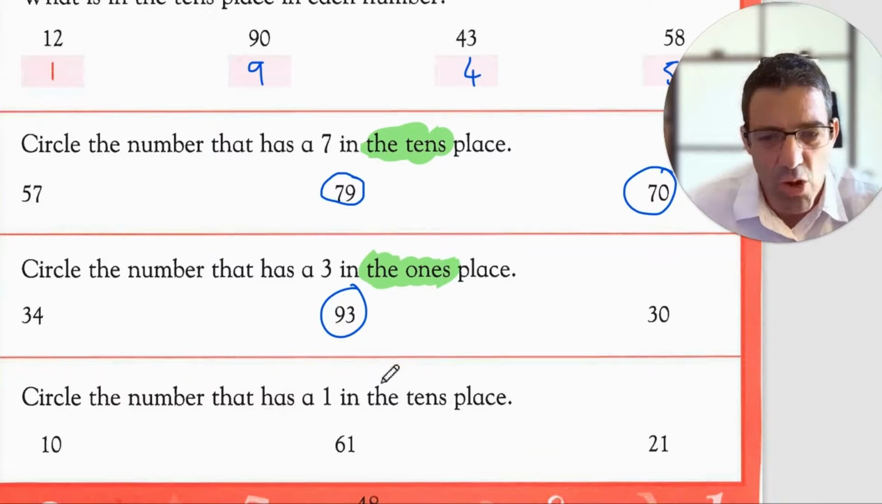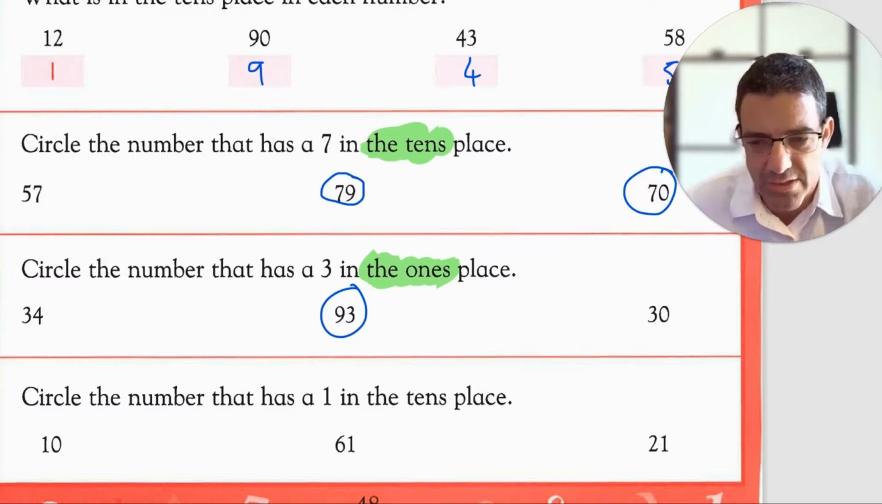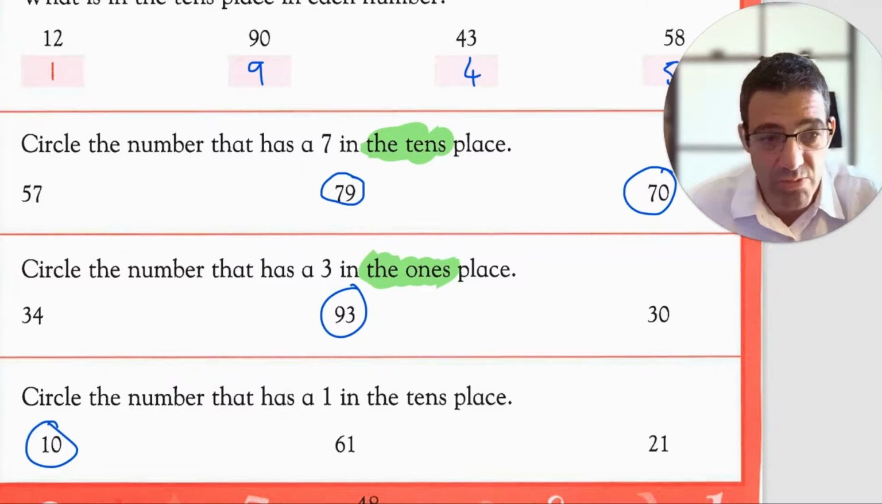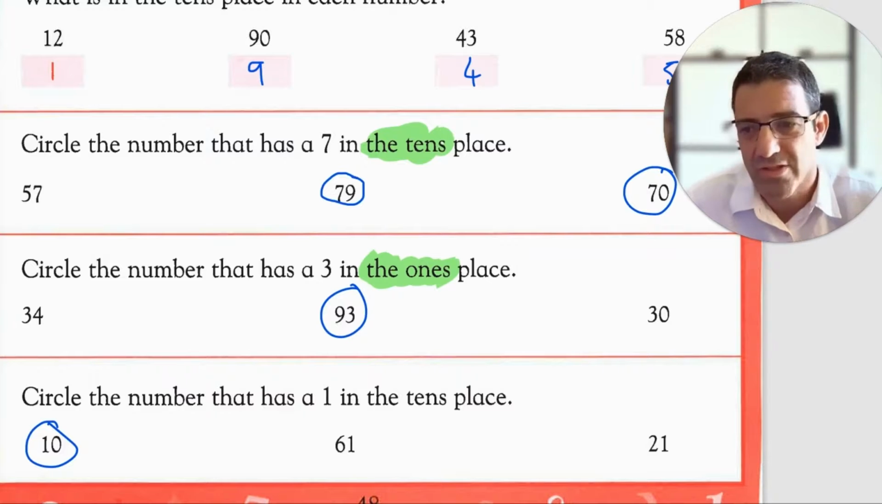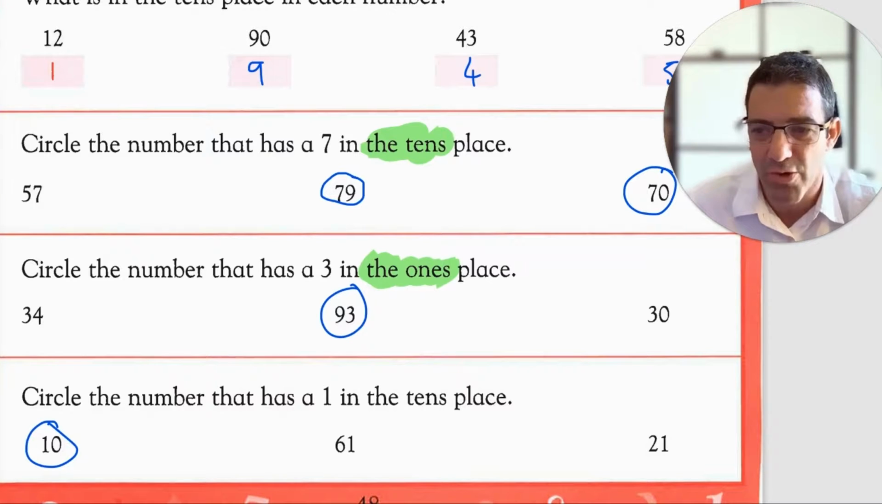Okay, so let me do the last question down here. This one says a 1 in the tens place. A 1 in the tens place. So here, look. A 1 in the tens, a 0 in the ones. So I do want this one. I don't need 61 because that's a 1 in the ones place. And 21 has a 1 in the ones place as well. And so, therefore, I think I'm done with my homework and I've done everything.